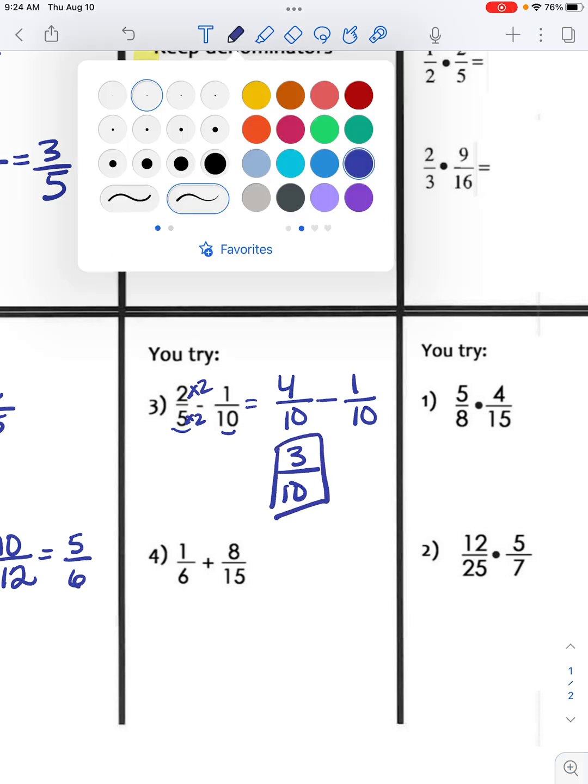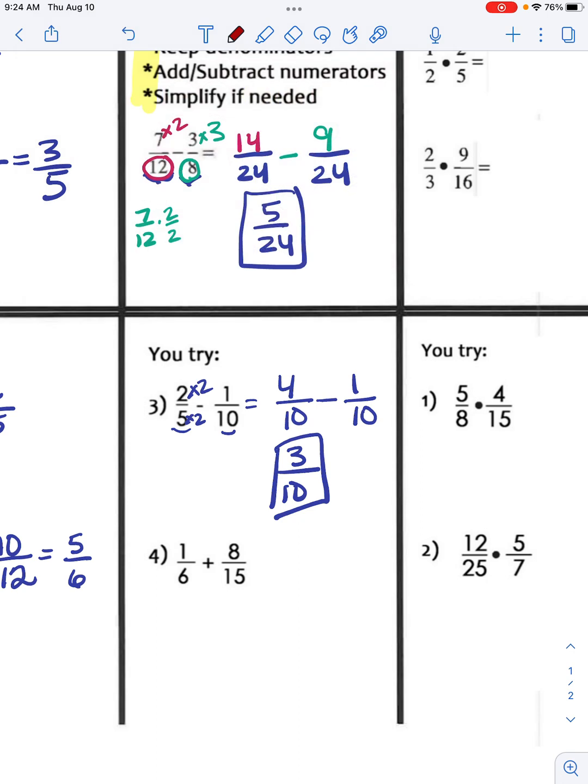And our last example in that section, we have a 6 and a 15. So some multiples of 6 would be like 6, 12, 18, 24, 30, and the first one that 15 goes into of the multiples of 6 is 30. So we're going to use 30 as our common denominator. This is an addition problem.